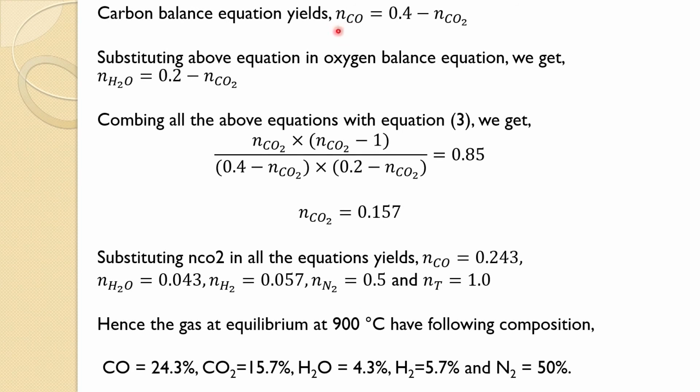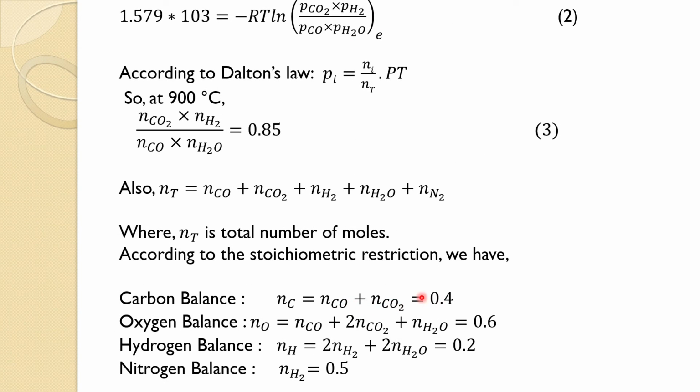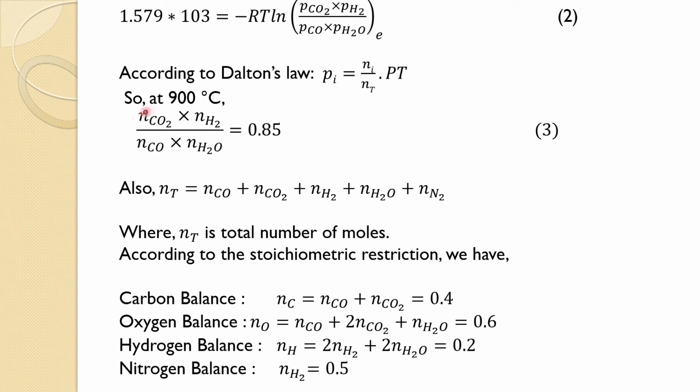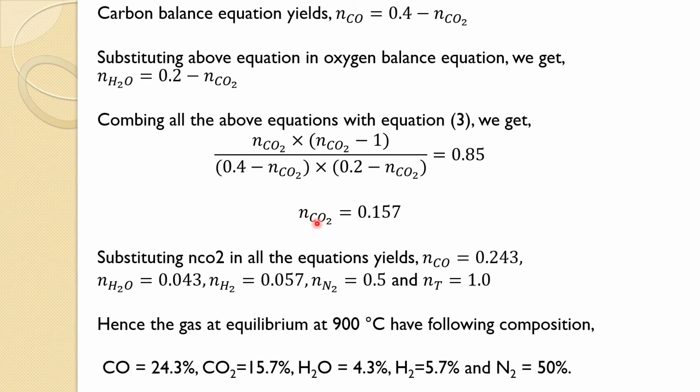So, with the help of these 4 equations, you can easily calculate in terms of CO. So, from the carbon balance you can get the CO in terms of CO2, and you substitute in the other equation. Finally, you get your CO2 value, because you substitute back here, which is equal to 0.85. From that you can get the number of moles of CO2, 0.157. Once you get this value, you have to back substitute into these equations.